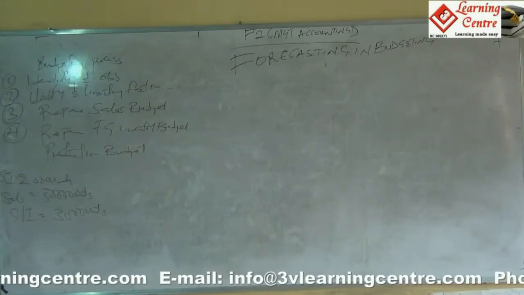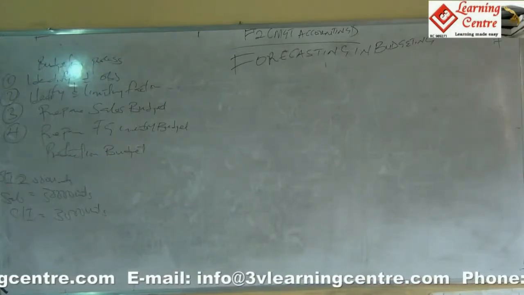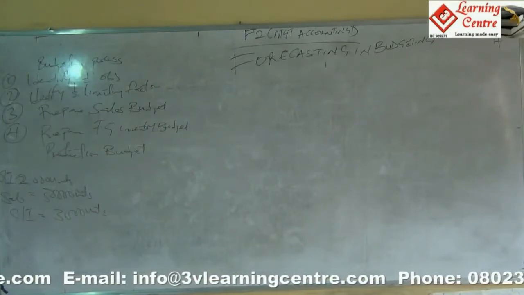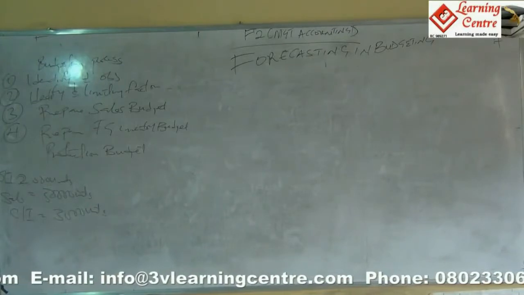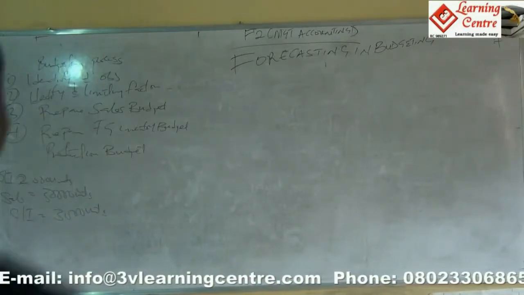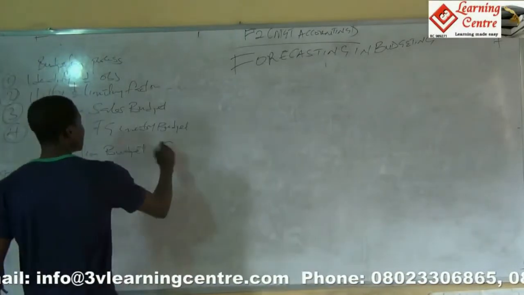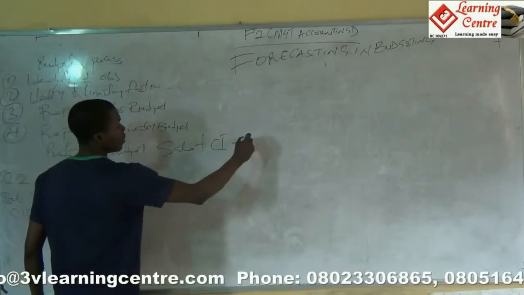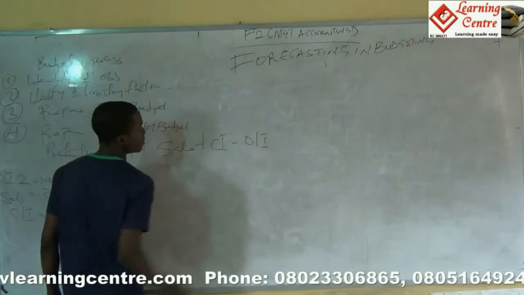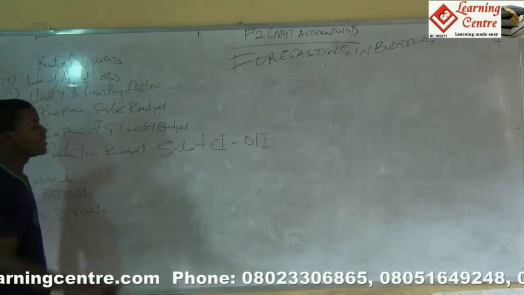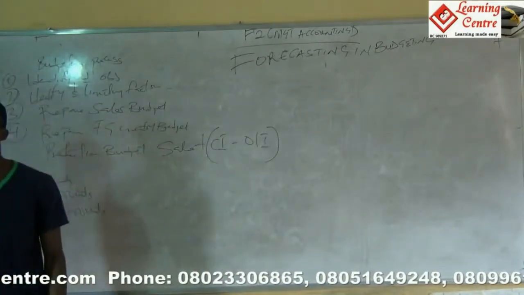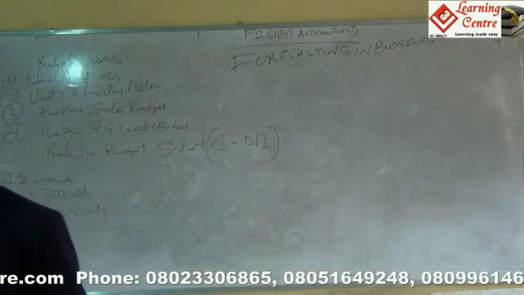So total, how many units am I purchasing? 51,000 units. The 48,000 plus the extra 3,000. Which means that to get the production budget, that is sales plus closing inventory minus opening inventory. The difference between the closing and opening inventory is called the change in inventory level.